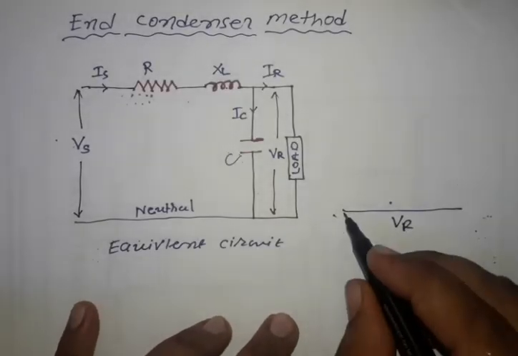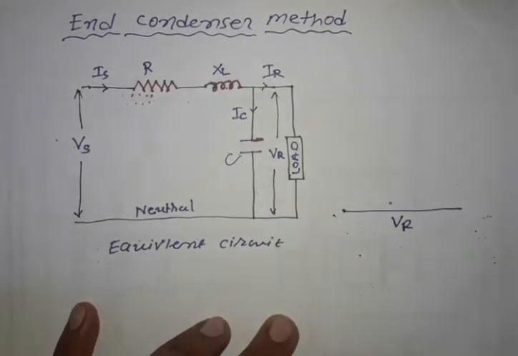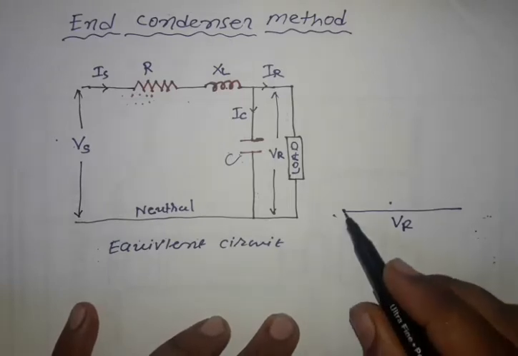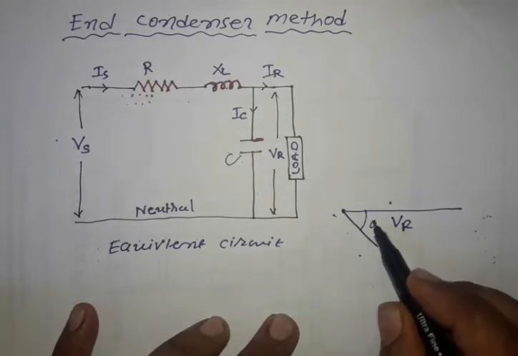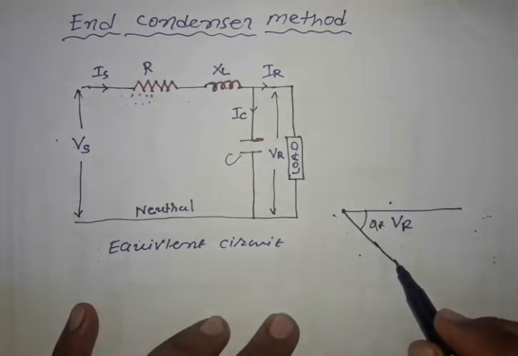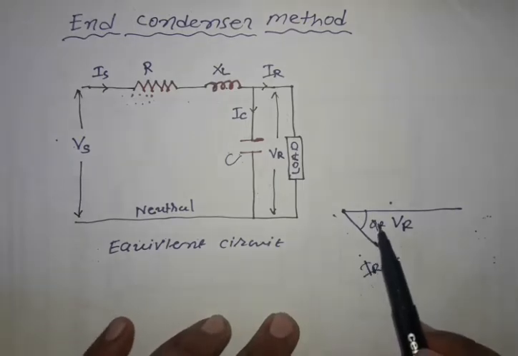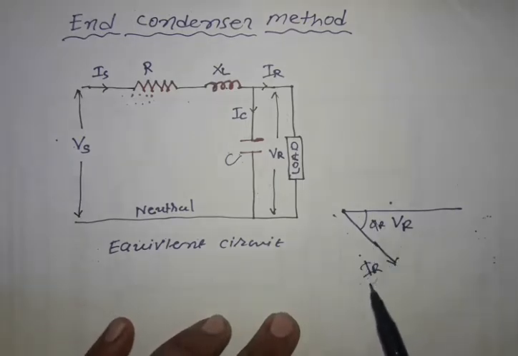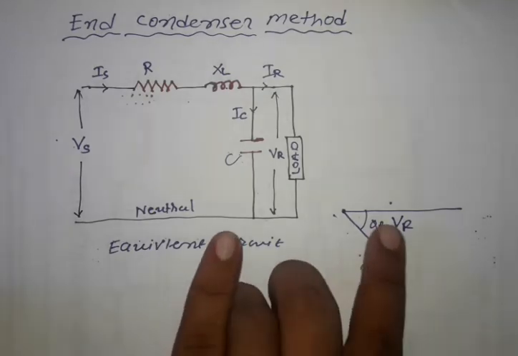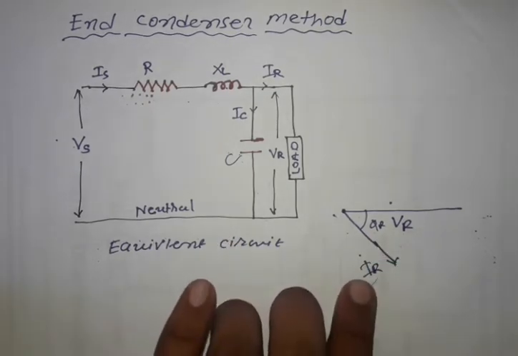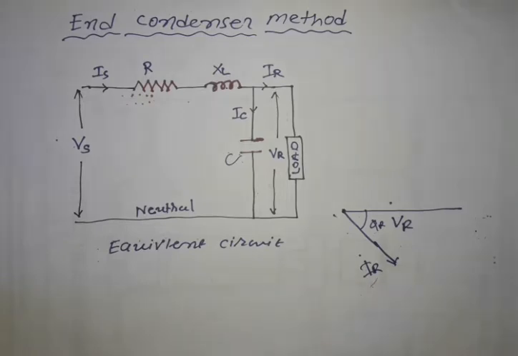Now, VR voltage and current. The angle phi r we take as the power factor angle. So we draw the line at angle phi r, which is called current IR. So now, with angle phi r, we draw current IR. So here is the receiving end voltage, and here is the receiving end current.